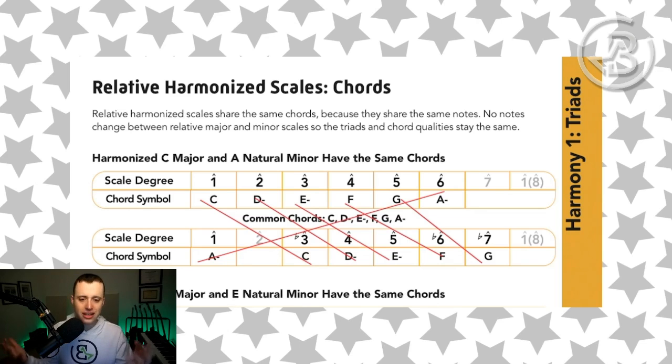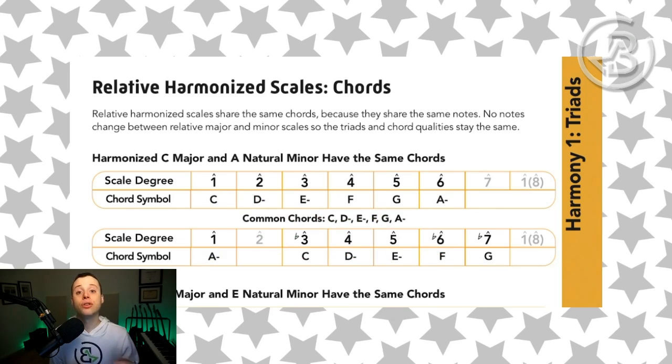So because they share the same notes, when we stack those notes on top of each other, when we build snowmen to make triads, we end up with the same exact chords, just in a different order, in the same way that relative scales have the same notes but in a different order. We see the same thing here. They're going to have the same chords when we harmonize them to the fifth, just in a different order.